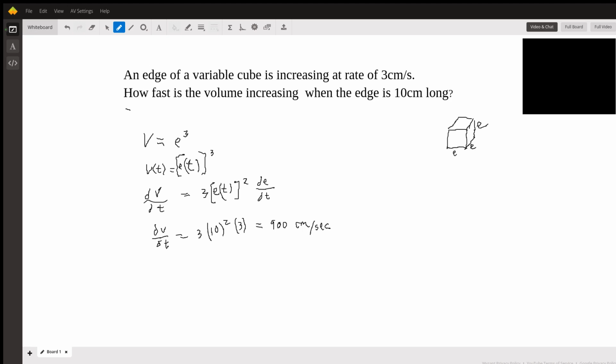And if you want to see related rates problems, there's several that I've done on Wyzant, and in general, there's tons of them out there on the internet for you to look at.